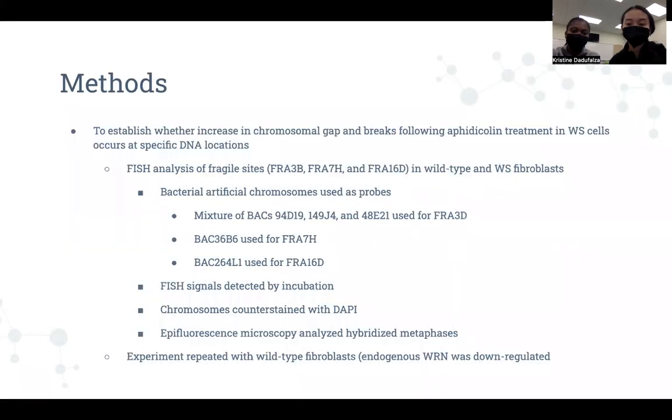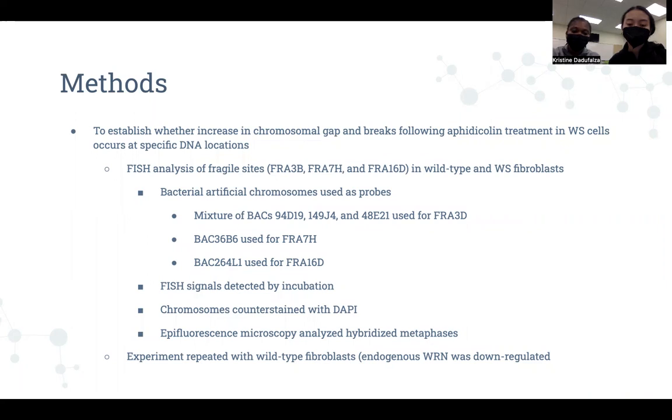To establish whether the increase in chromosomal gaps and breaks following acetylcholine treatment in Werner syndrome cells occurs at specific DNA locations, the researchers used FISH to examine the induction of the most frequently expressed common fragile sites, FRA3B, FRA7H, and FRA16D. In wild-type and Werner syndrome fibroblasts, in order to perform the FISH test, bacterial artificial chromosomes mapping to fragile or non-fragile site regions were used as probes.